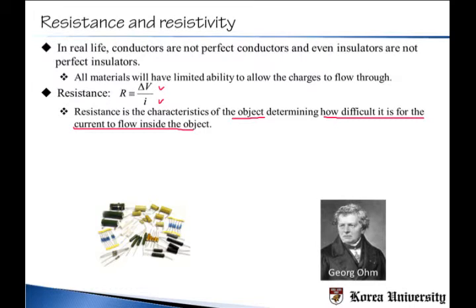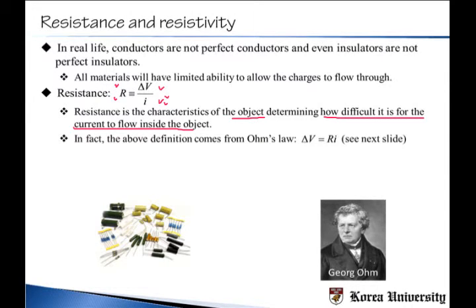We define it as the potential difference across this object divided by the current flow. So you can easily understand that if the amount of current flowing is small, then you can say the resistance of this object is large. And if the amount of current flowing is large, then the resistance is small. That's what you can say. And in fact, this definition of resistance actually comes from Ohm's law.